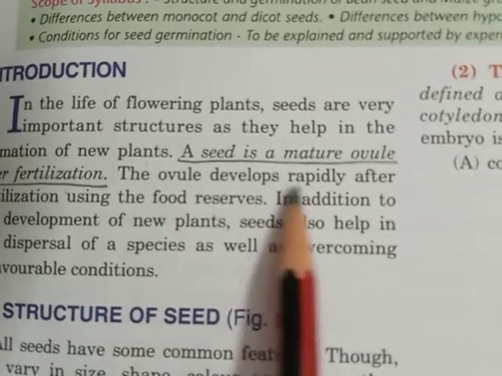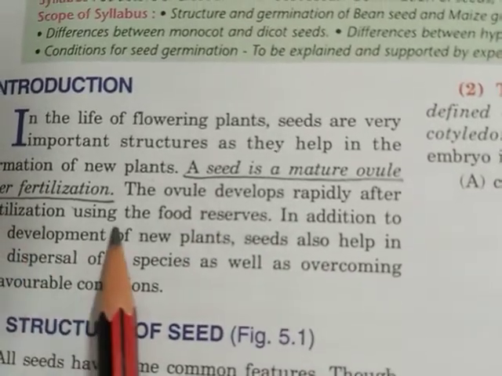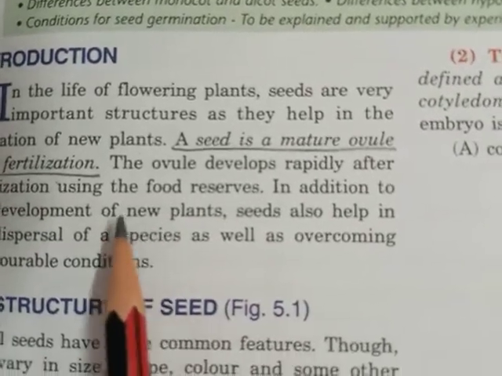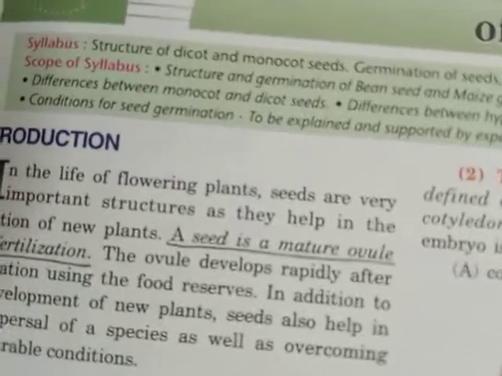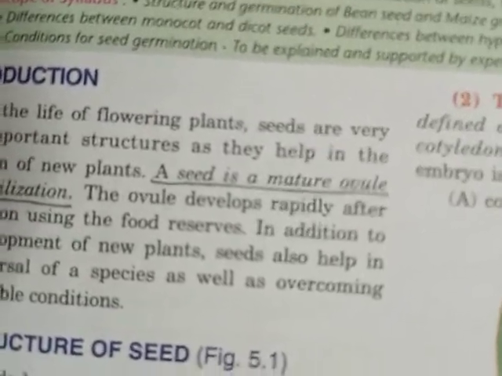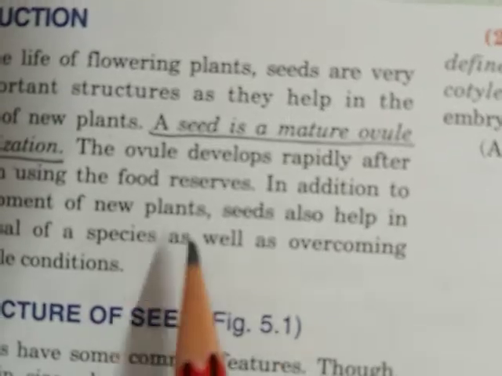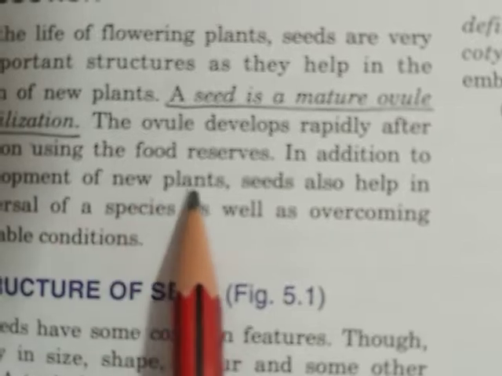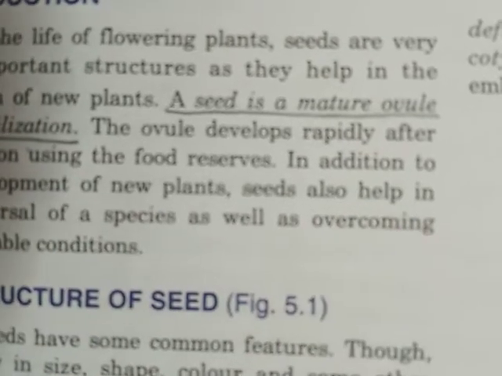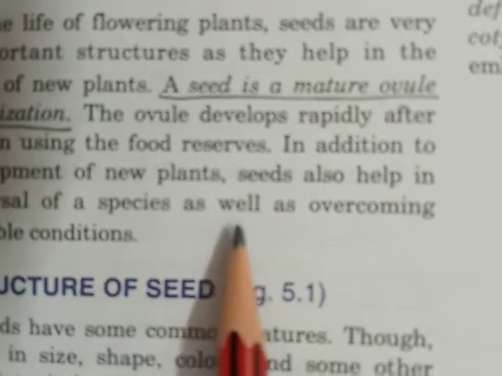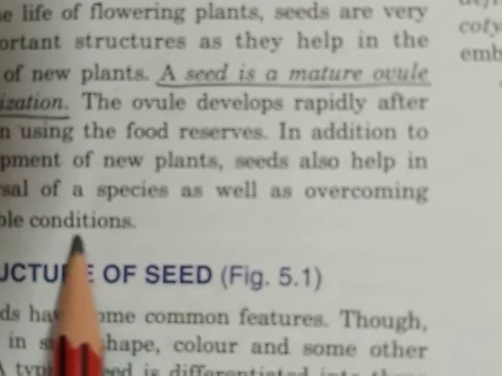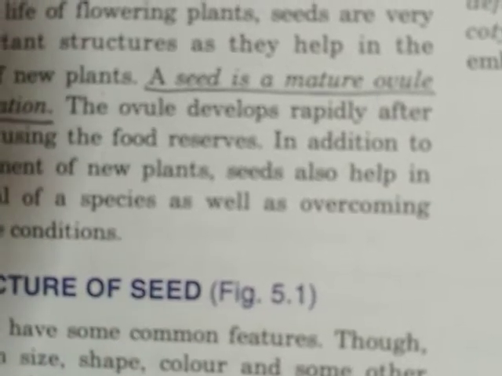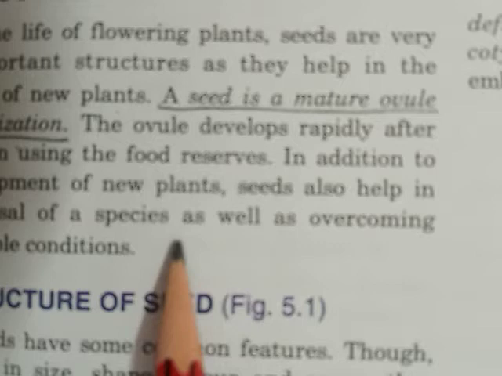The ovule develops rapidly after fertilization using the food reserves. After fertilization, this ovule grows rapidly by utilizing the reserve foods present in the endosperm. In addition to the development of new plants, seeds help in the dispersal of species as well as overcoming unfavorable conditions. So children, these are the functions of seed. We have seen these functions in the previous chapter also. So seed plays an important role.